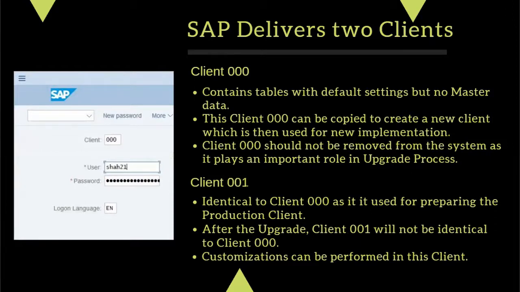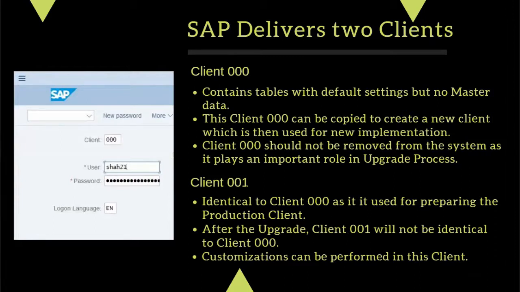For your information, client 000 should not be removed from the system, as it plays a very, very important role during the data migration process or the upgrade process. We'll come to the later sessions to understand more about upgrades and migrations. But as of now, at the theory level, understand what client 000 is capable of.